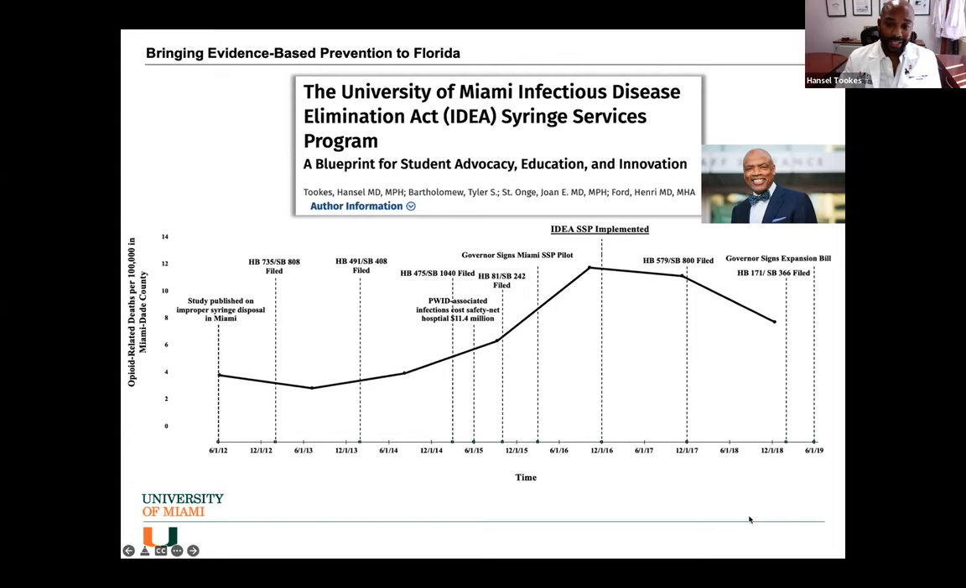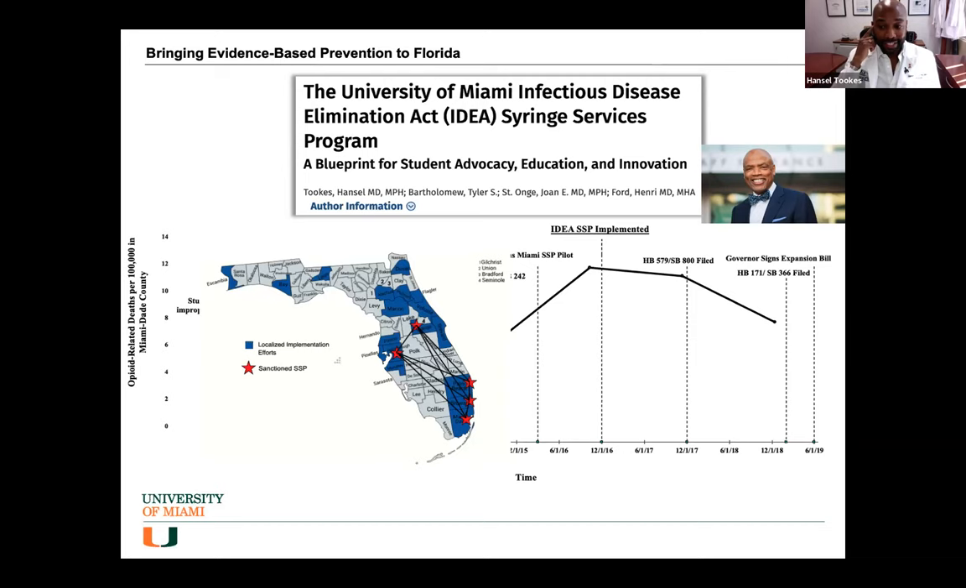But since it was only a five-year pilot project, it was imperative for us to do rapid evidence-based implementation and evaluation, including statewide analyses, so that we could successfully advocate for expansion of our program. The reduction in the number of opioid overdose deaths that you see here was our first major success with the street level distribution of naloxone. And you can see that to date, we have five legal syringe services programs in the state of Florida.